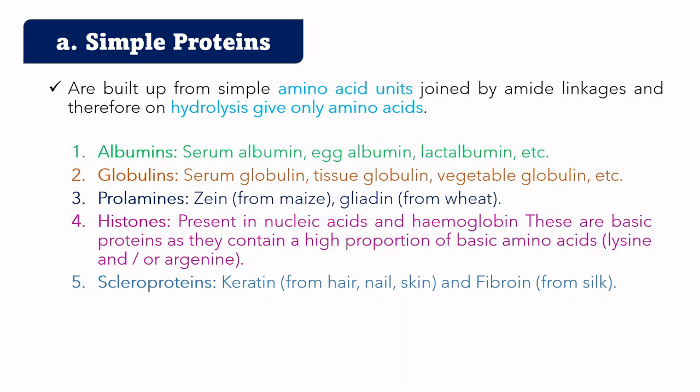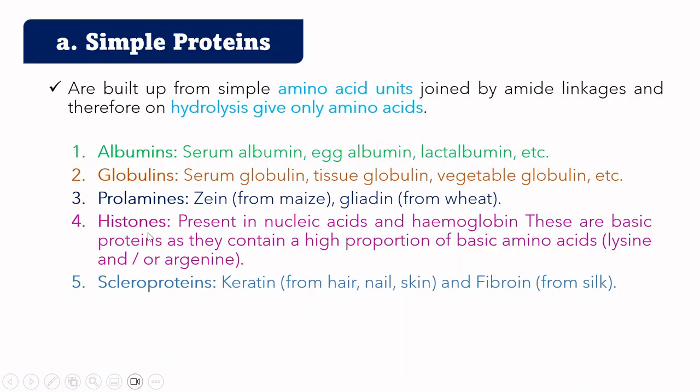There are many different examples of simple protein. First one is albumin. You already know about serum albumin. Then there is egg albumin, lactalbumin. All these are examples of albumin. Second protein is globulin, serum globulin or tissue globulin. Third one is prolamine. These are proteins found in various plants, for example zein from maize or gliadin from wheat. Fourth example is histone.